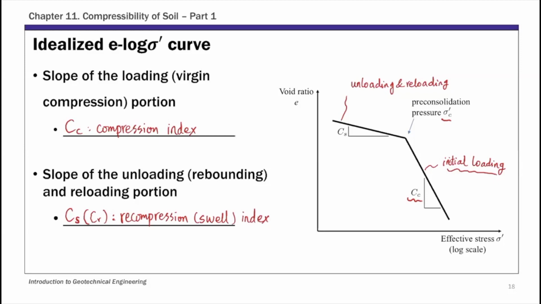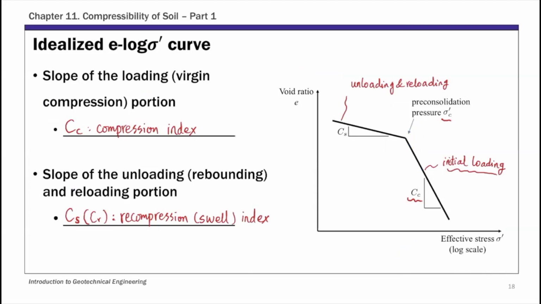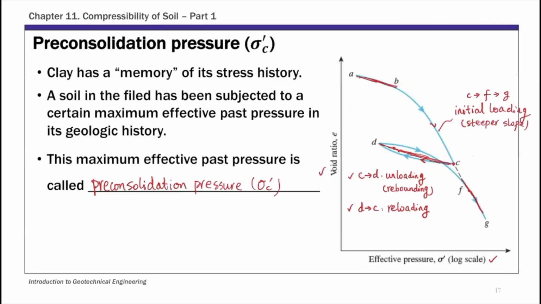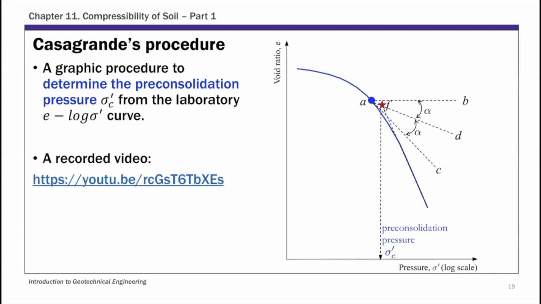So this is the idealized e log sigma prime curve. And to determine this preconsolidation pressure, as I mentioned, in this idealized curve, this point of changing slope is pretty obvious. Okay? But in reality, your curve would most likely look like this one. Okay? So there's no sharp turning point. And to determine that sigma C prime preconsolidation pressure, the most commonly used procedure is Casagrande's procedure. Okay? And this is a graphic procedure to determine sigma C prime from your e log sigma prime curve.